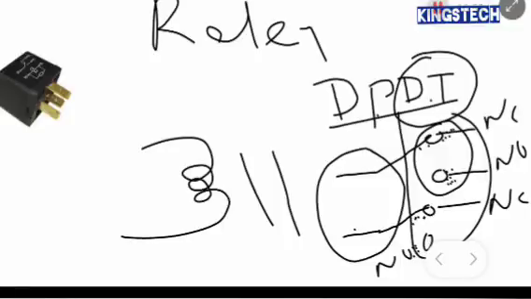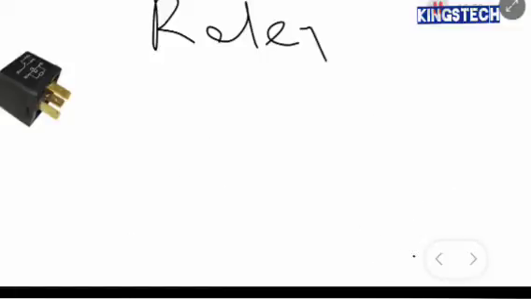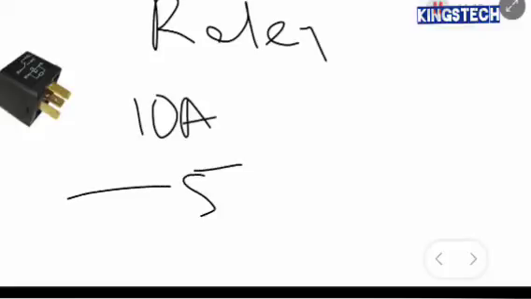So with relays, you can actually control many things, no matter how big the load is. But you then have to check the rating of the load before you choose a relay. So you have to know the rating. If you're trying to control a load of 10 amps, you can't be using a relay of 5 amps. No, it will burn out. The contacts will melt out due to heat, so it's not going to work out.